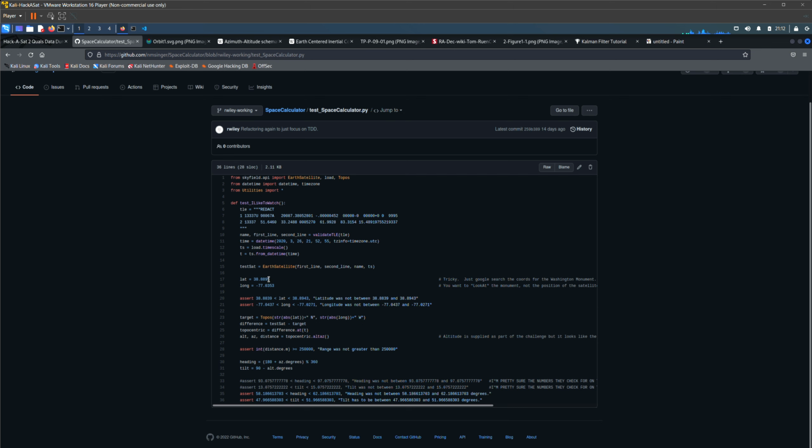You just instantiate a satellite, and then when you do your calculations, it's going to assert that your answer is the right number, right? And you can actually check the repo there to see what number they're looking for and how they calculate it to make sure it's done.